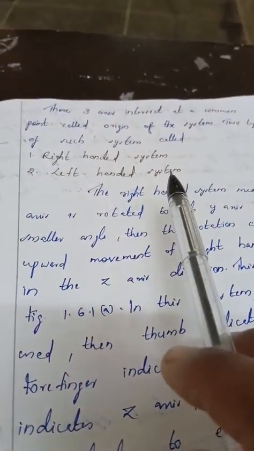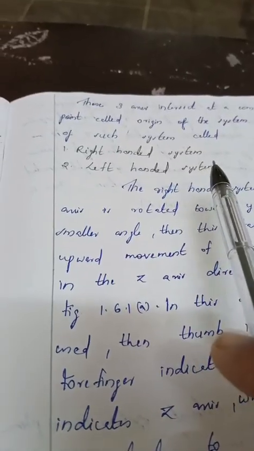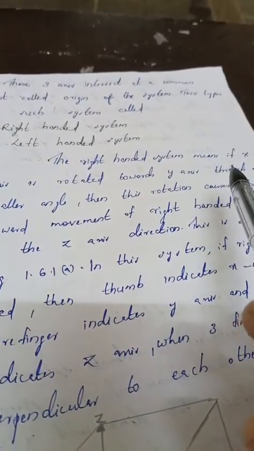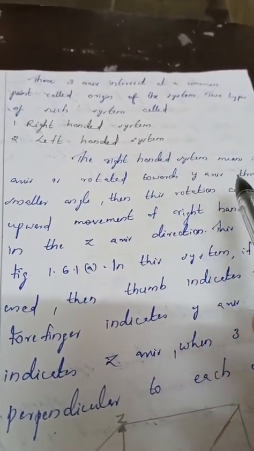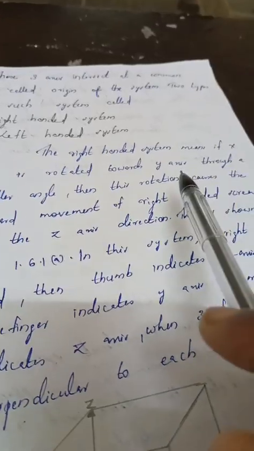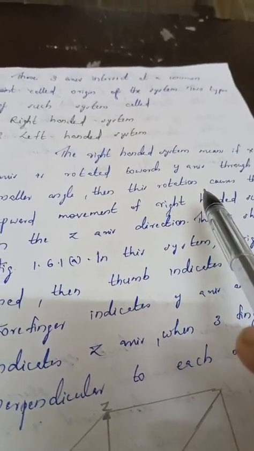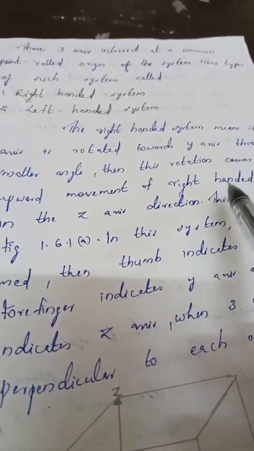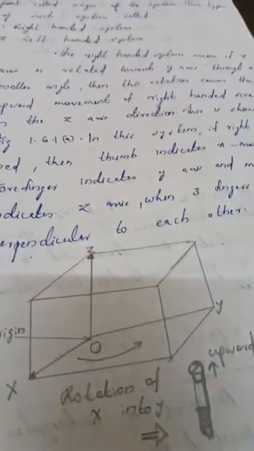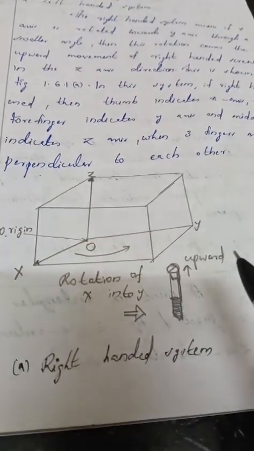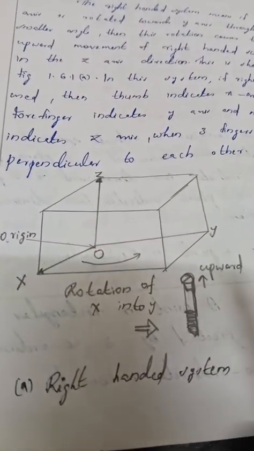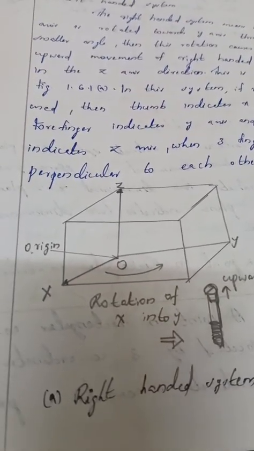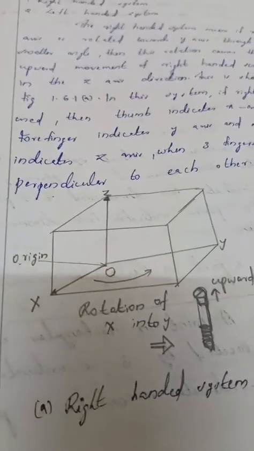There are two types of systems: right-handed system and left-handed system. Right-handed system means if the x-axis is rotated towards the y-axis through the smaller angle, then this rotation causes an upward movement of a right-handed screw in the z-axis direction. This is shown in the figure, right-handed system. Rotation of x into y component gives the upward direction. O is the origin.